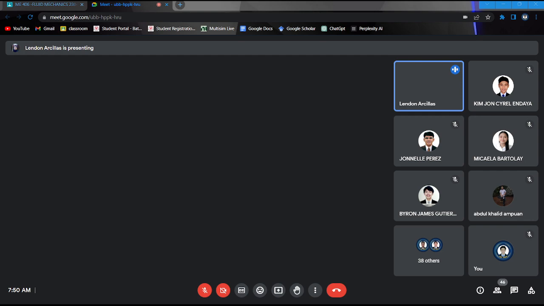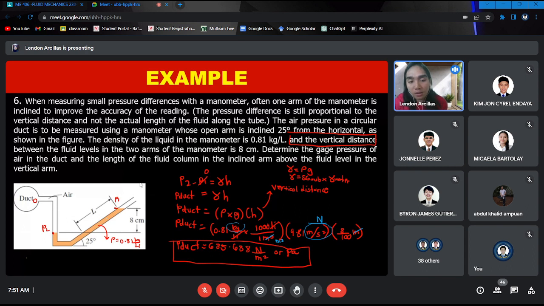theory ng ating manometer is that we don't get the value of H by the slant height, okay? So we always get the value of H at the vertical height. So hindi sa girth. Ang tawag dito ay girth. So always, pag example, binigay itong slant, you need to get this one. Okay? So by Pythagorean theorem. Okay?